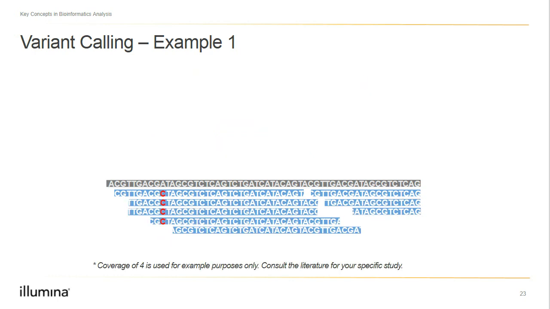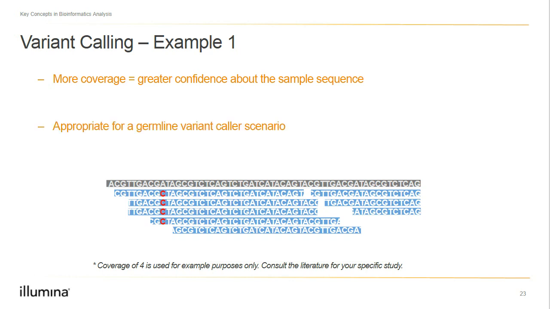Now we have this scenario. Again, we have the reference in gray and our reads in blue. However, now we have a coverage depth of 4, and we are seeing that C being called many more times. We now can be more sure that C is the correct call and that a variant is actually present. This would be appropriate for a germline or SNP case, but let's go ahead and take a look at a somatic case.